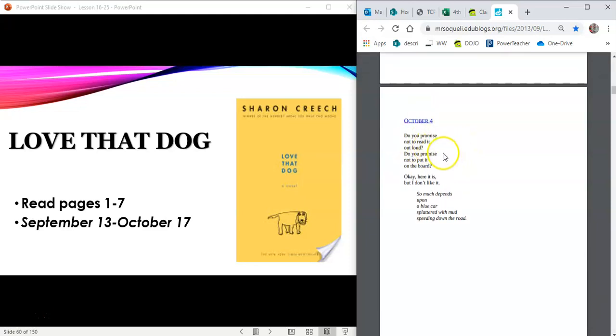Do you promise not to read it out loud? Do you promise not to put it on the board? What happened? What did he do? We can infer he wrote a poem, right? Oh, and who's he talking to? He's talking to his teacher, remember.